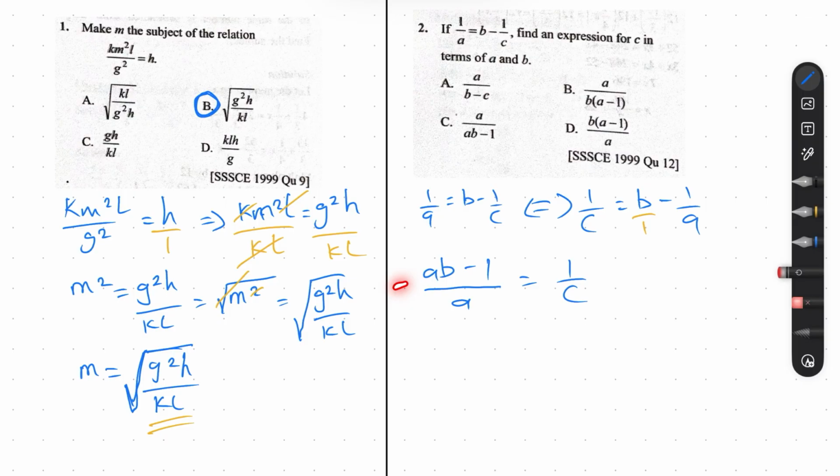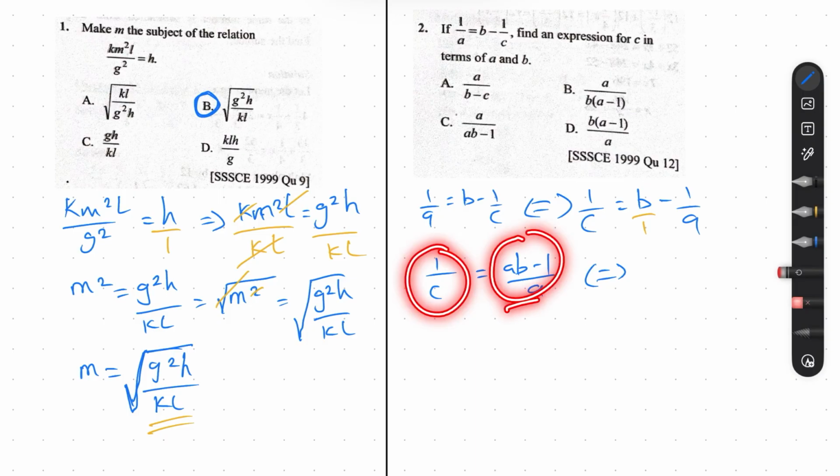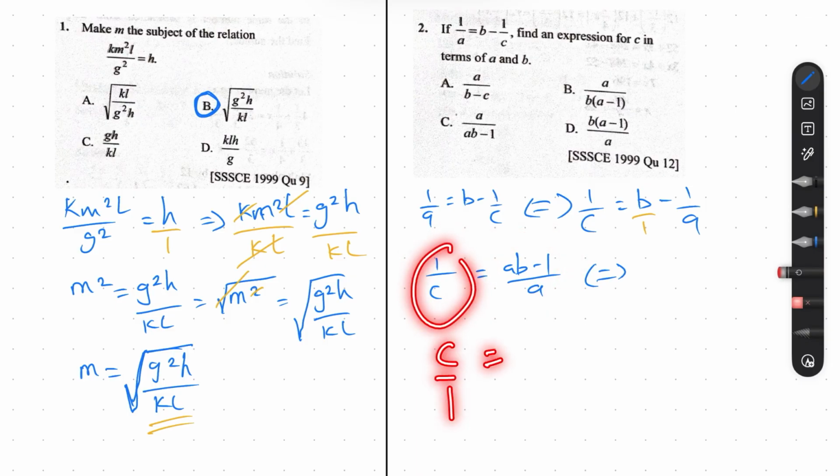If you want, I can write it right here so you can see it properly. So let me write it there. So we have 1 over C is equal to AB minus 1. Okay, so finally what we do is, since we have 1 over C and then it's equal to this, we can just flip both sides. Let's flip both sides on its head. So here will become C over 1, and here it will become A over AB minus 1.